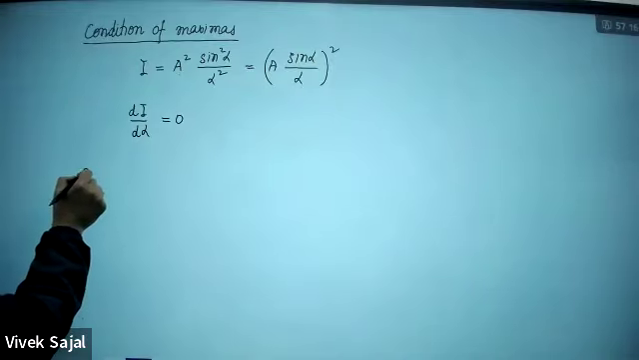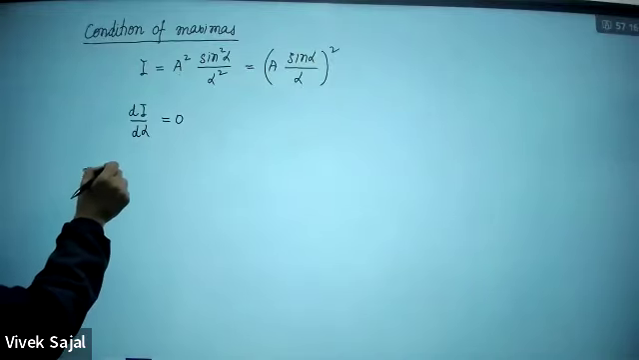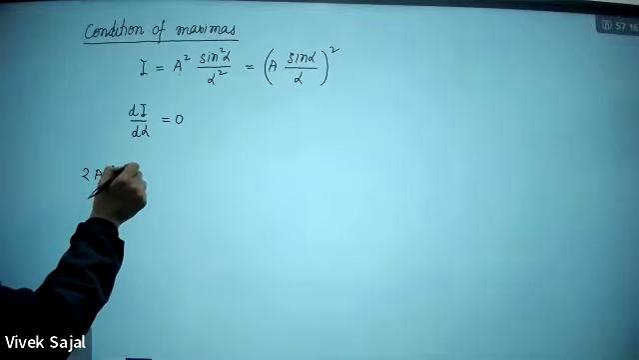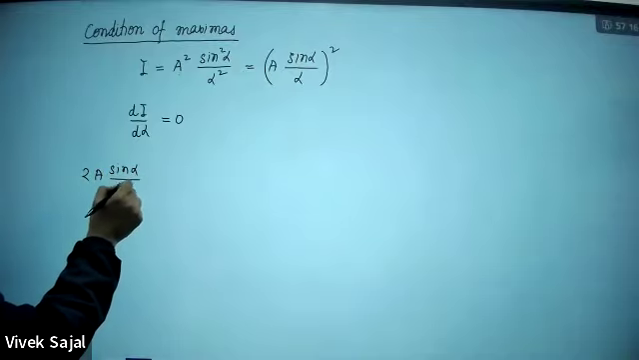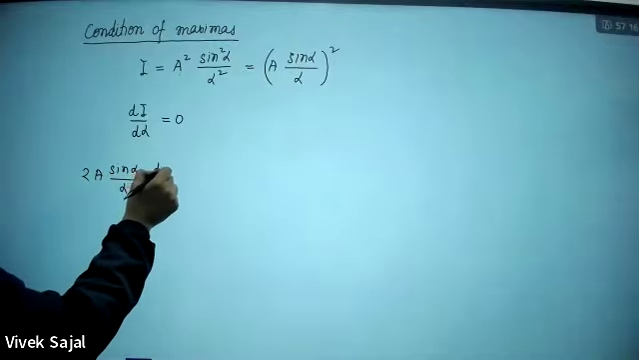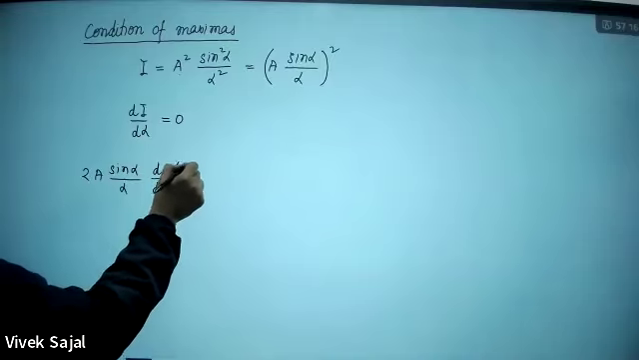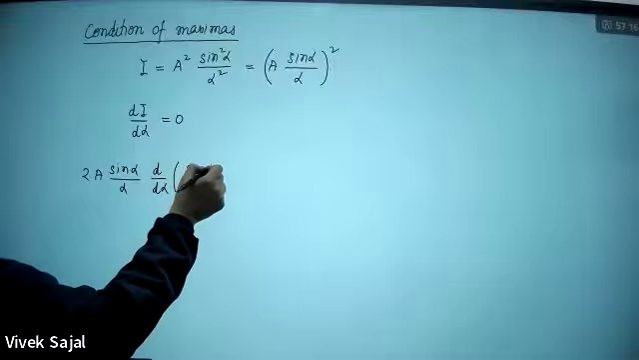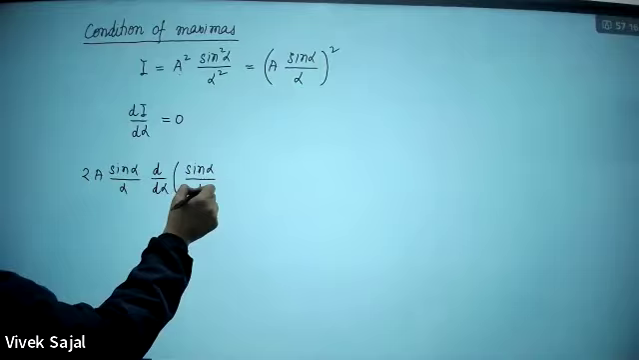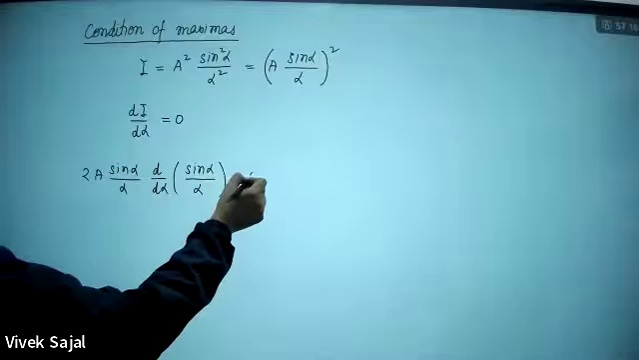This will be 2a sin alpha upon alpha, and this will be d by d alpha of sin alpha upon alpha, and this will be equal to 0.